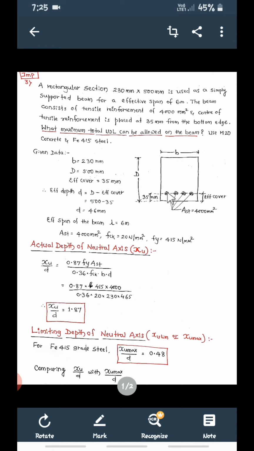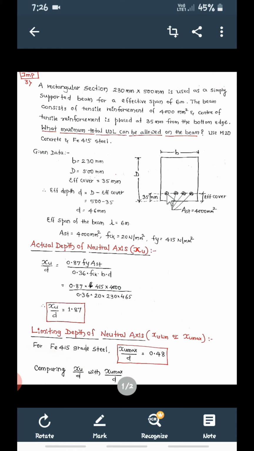This is not given, but what they have mentioned here is that the center of tensile reinforcement is placed at 35 mm from the bottom edge. See, from the bottom edge of the beam, at a distance of 35 mm, there will be the center of this reinforcement. So from bottom to the center of reinforcement is 35 mm, and this is called the effective cover.